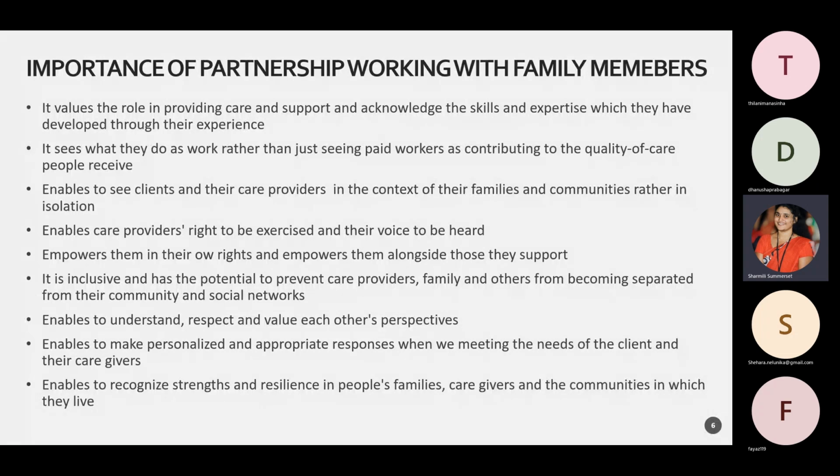The normal caregivers, right? Because we can follow this in the hospital setup, and sometimes the person we need to look after is in the home setup, where the nurses and doctors can't go from time to time, right? So in that manner, you can train the family member who is very close to the patient and who is going to look after the patient in the home setup. Then you can provide all kinds of knowledge and training to that particular individual. For that instance, we need to work collaboratively. It sees what they do as work rather than just seeing paid workers as contributing to the quality of care people receive.